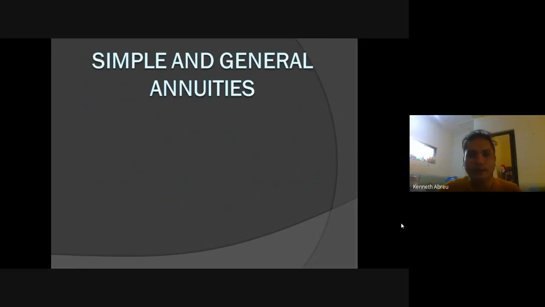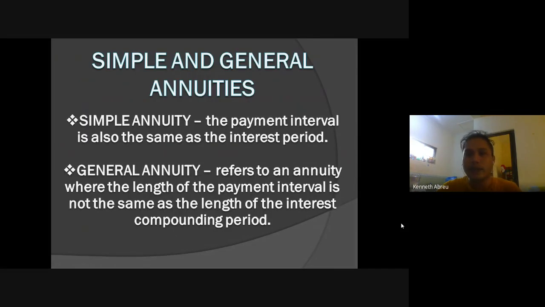Okay, so moving on with the lesson proper, which talks about simple and general annuities. Let's have first their definition. When we say simple annuity, the payment interval is the same as the interest period. While a general annuity refers to an annuity where the length of the payment interval is not the same as the length of the interest compounding period. That would be their difference.